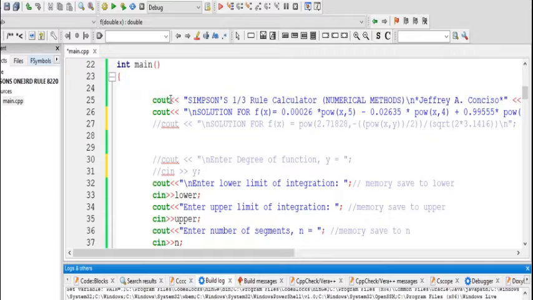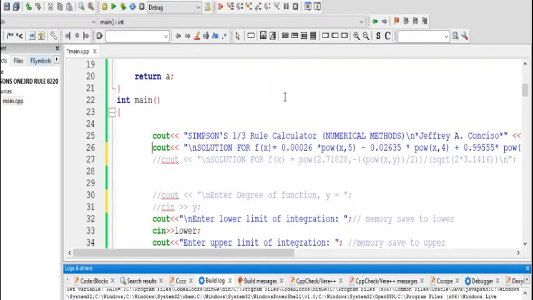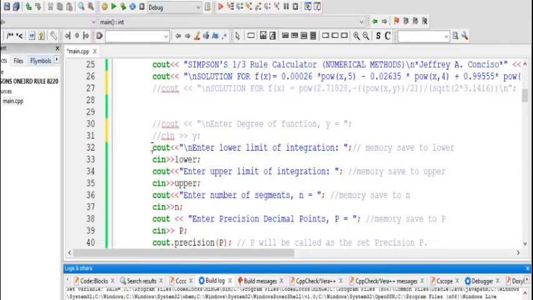Let's print this. The cout will print Simpsons 1/3 rule, the title of the program. Let's print also the solution for this equation. And then we will print out also enter lower limit of integration. This slash n will provide another new line. Enter lower limit of integration, saved to lower. Enter upper limit of integration, saved to upper.